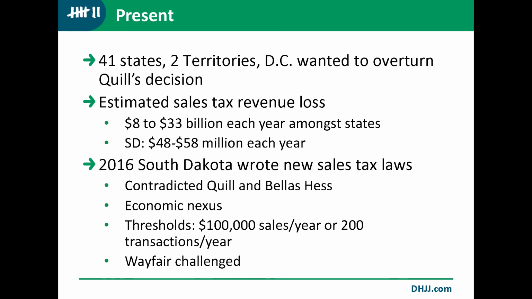All right, so now that we've gotten a great overview of the history, we're going to jump into present day. So how did this all come up? 41 states, 2 territories, and DC all wanted this overturned. So as you can tell, this wasn't just South Dakota going at it with Wayfair. It was almost every state in the United States that wanted this overturned. And it's because they were estimating sales tax revenue loss of $8 to $33 billion a year amongst all the states. All these states looked and saw, oh my gosh, we're losing out on almost $33 billion a year amongst all of us.